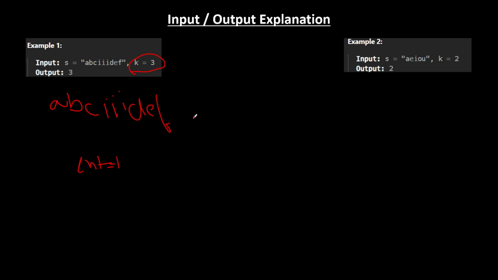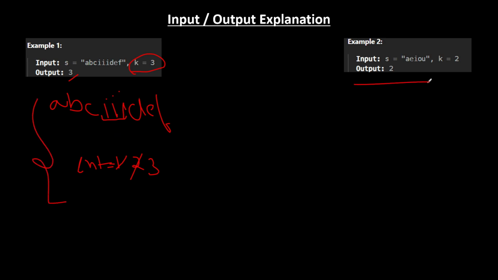Now let's take another substring. Let's take i d e. Now we have got the count as 2 because there are two vowels, i and e. And since the answer is 3, we can also see that there are 3 i's consecutively present here. If we take these 3, we get the count as 3. So this is the maximum number of vowels present in a substring of length K. This is what the question was asking us about.